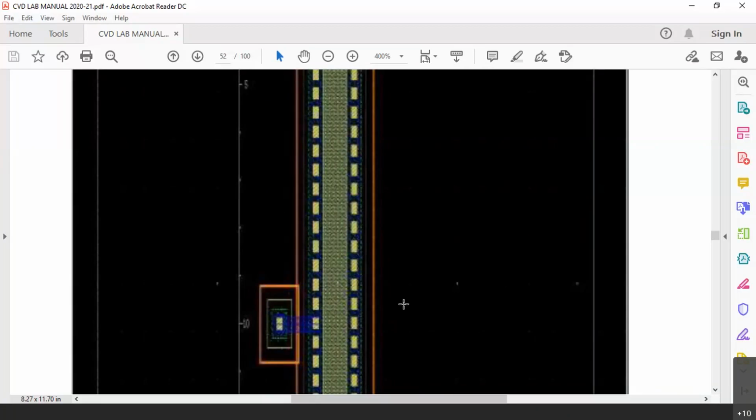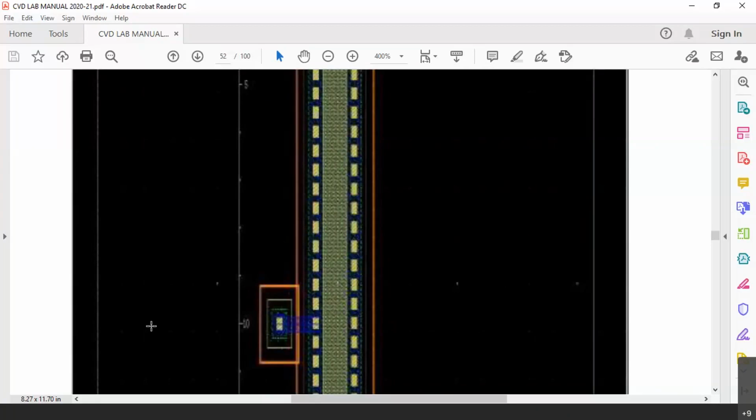Only one connection is not sufficient. As you can see, there are so many yellow color contact cuts everywhere. It is to have an effective connection between the implant area and the metal. Metal is at the top, implant is at the bottom. So you can see so many yellow colored contact cuts.